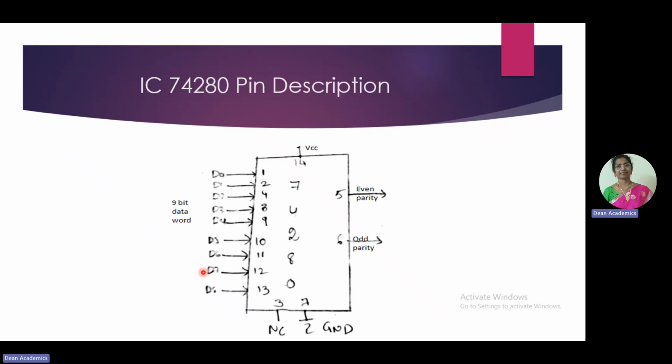Before going into those details, let us see the pin description of this IC 74280. It is a 14-pin IC. The 14th pin is VCC and the 7th pin is ground. The third pin is no connection; it is not used. D0 to D8, we have a 9-bit input data word, and it will accept from pins 1 to 4 and then 8, 9, 10, 11, 12, 13. The 5th and 6th pins are used for even parity and odd parity. And pins 7 and 14 are the power supply pins.